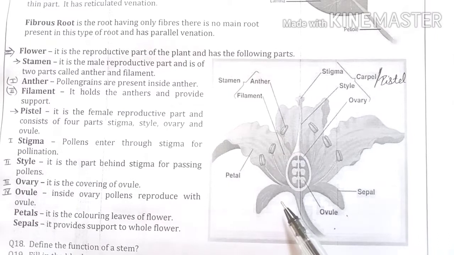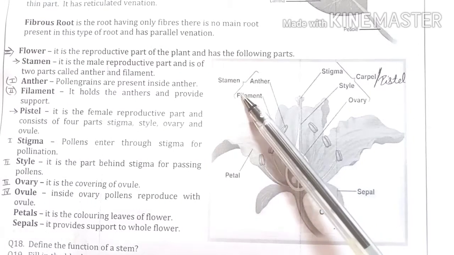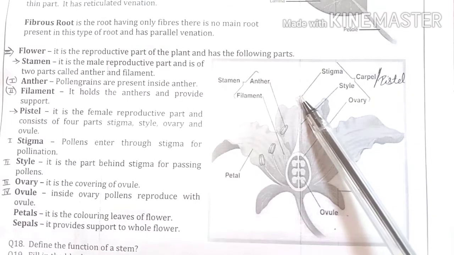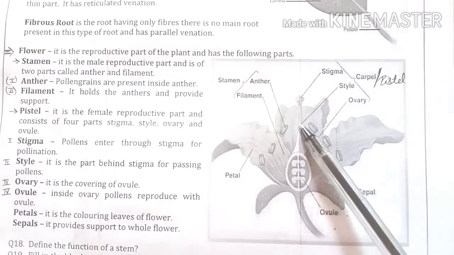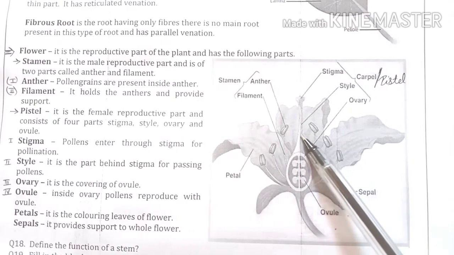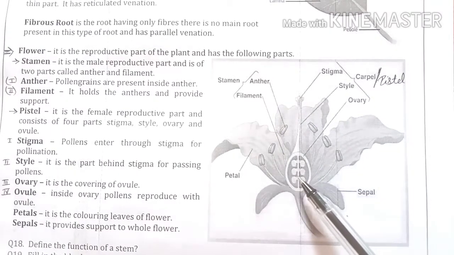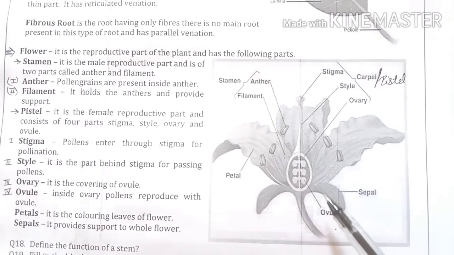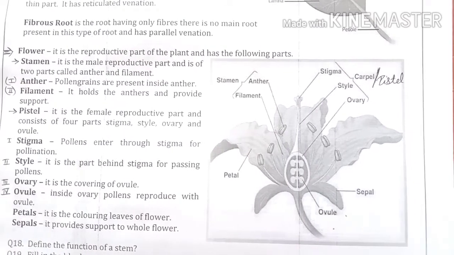The next is ovule. Inside the ovary, pollen grains reproduce with the ovule. Pollen grains from the stamen enter through the stigma. After reaching the stigma, they travel through the style, the tube-like part. After traveling through the style, there is the layer of the ovary. So the pollen grains enter the ovary, inside the ovule, and the reproduction takes place. The pollen grains combine with the ovule to produce more flowers and plants.